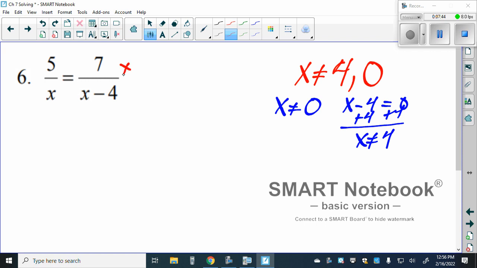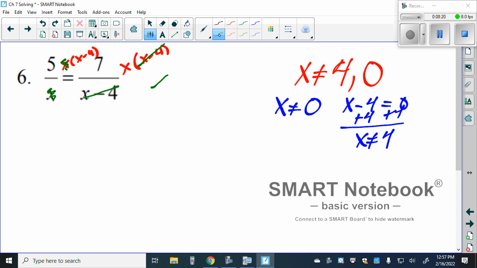We can multiply both sides by x and x minus 4. And when we multiply both sides by x and x minus 4, in the first one here, the x and x will cancel out. Here, the x minus 4 and x minus 4 will cancel out. And let's see what we have left. In the first one, we have 5 times our x minus 4.